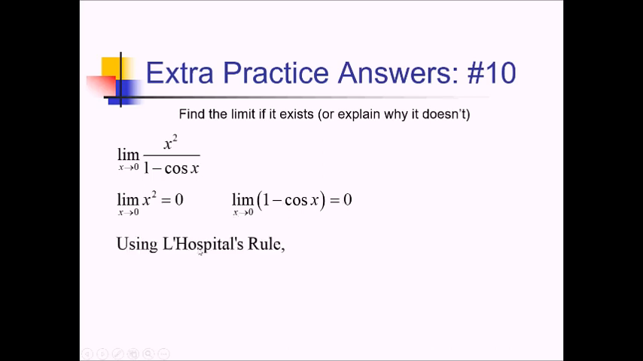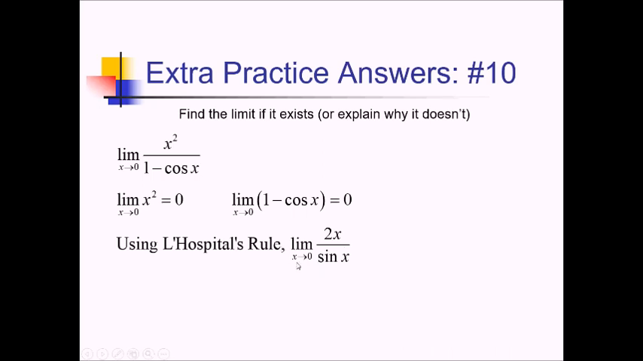So let me take the limit as x approaches 0 of the derivative of x squared over the derivative of 1 minus cosine of x. So in the numerator, we now have 2x. In the denominator, this is going to be just positive sine of x. And plugging 0 in here, I can see I'm going to get an indeterminate form again, 0 over 0. So let me show that in limit form, and I'll have to use L'Hopital's rule, hopefully just one more time.